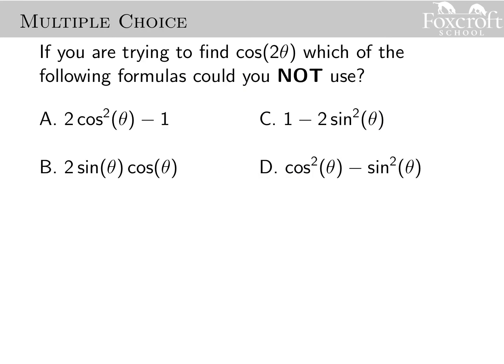All right, so to finish up, just a multiple choice question about cosine of 2 theta. If you're trying to find something that has cosine of 2 theta in it, which of these formulas could you not use? Only one of those would not be applicable if you were doing cosine of 2 theta. So answer that multiple choice question, and again, move on to the practice and start utilizing these new identities.